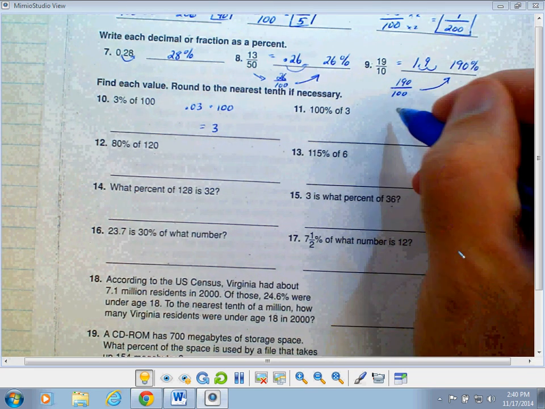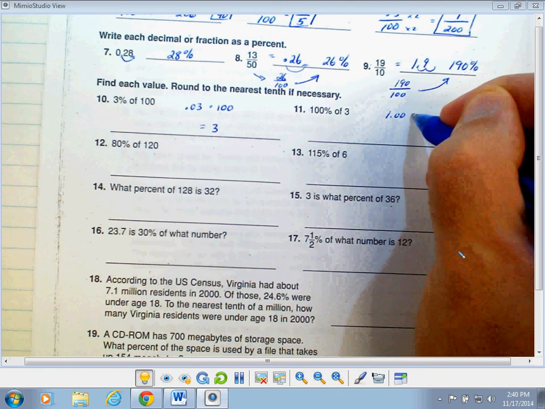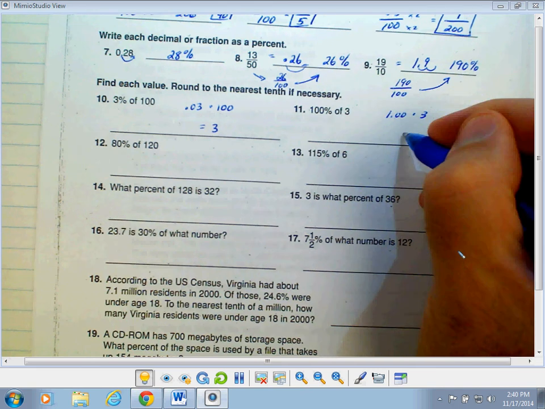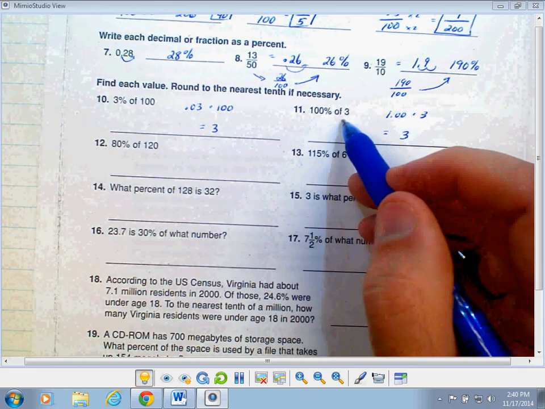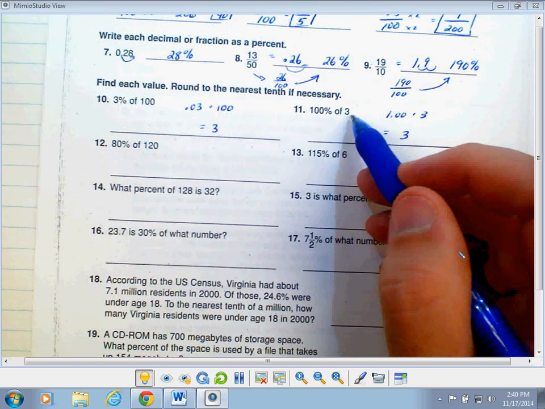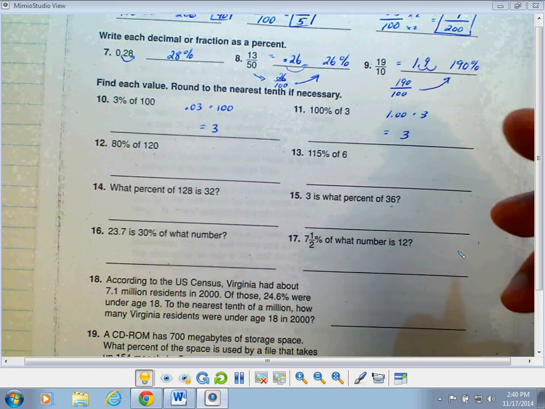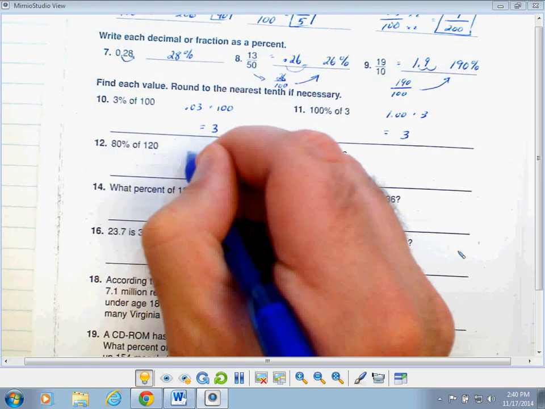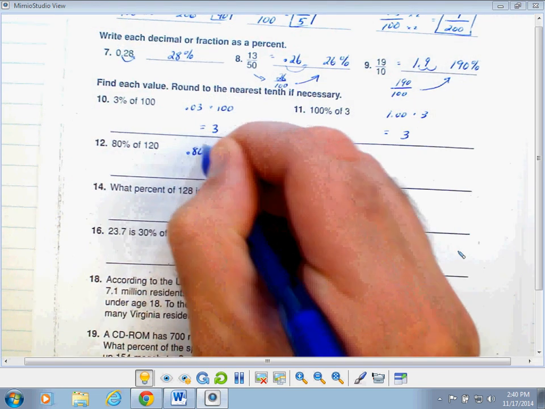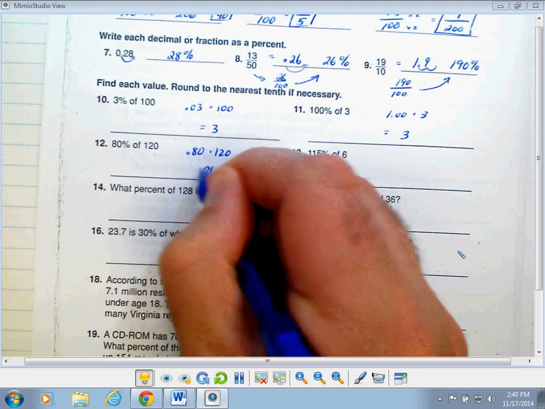If we really wanted to, we convert it to a decimal, it would be 1.00 times 3. In other words, the answer is 3 again. But really, 100% of anything is just whatever it is. So 100% of 3 is just 3. 100% of a million is a million. How about here? 80% of 120. Again, all we do is convert it to a decimal. 0.80 times 120. You should get 96.